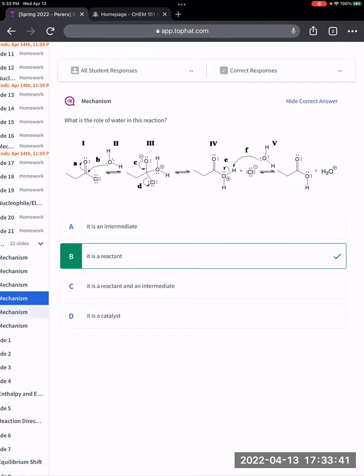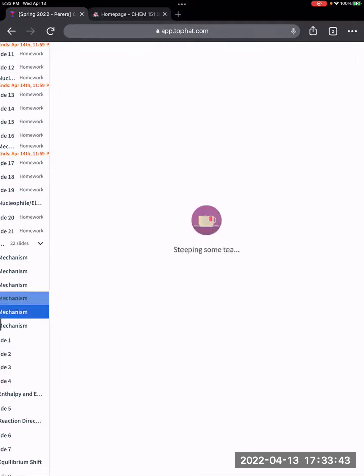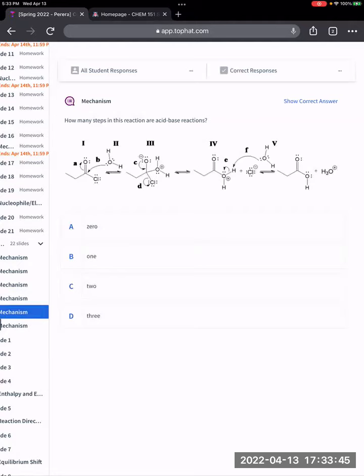Okay, let's do another one. And then in this case, they're asking how many steps in this reaction are acid-base reactions. And the characteristic of the acid-base reaction is there's a proton transfer. Hydrogen with positive charge is transferred from one molecule, which is called the acid, to another molecule we call a base. Okay, so the only time we see an acid proton transfer is in the third step.